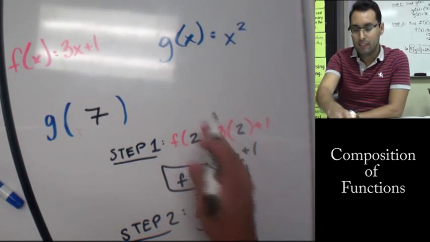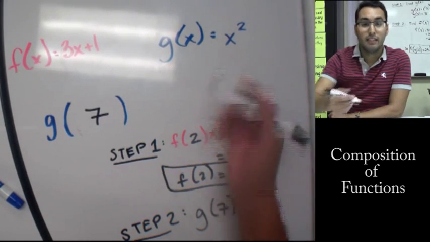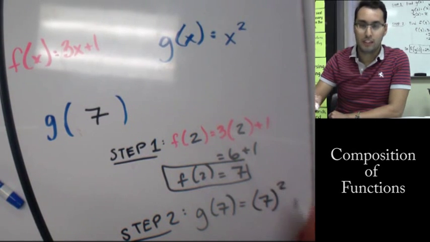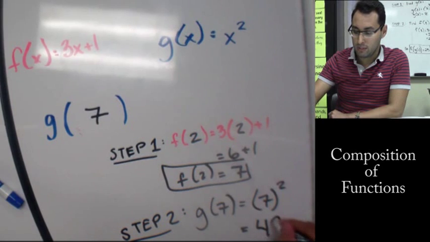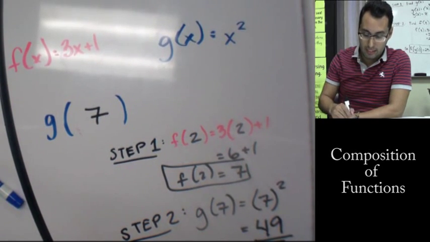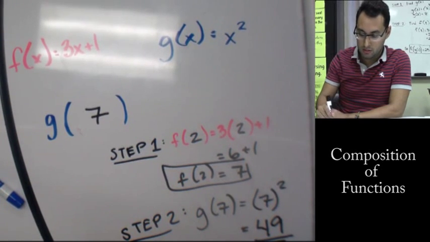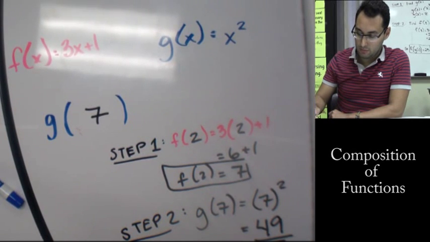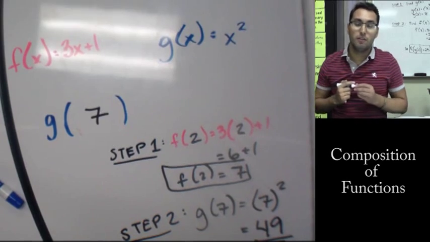Instead of g of x, we're going to compute g of 7. So in this sense, we have x squared, so we're going to have 7 squared. You just square this, and it will be 49. And that is your end product. So what we originally started with, g of f of 2, is 49 after doing these compositions. All right, this has been a composition of functions.